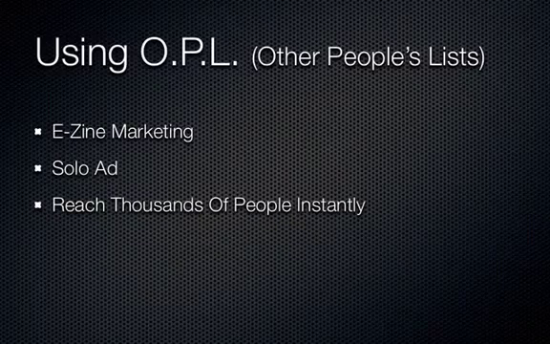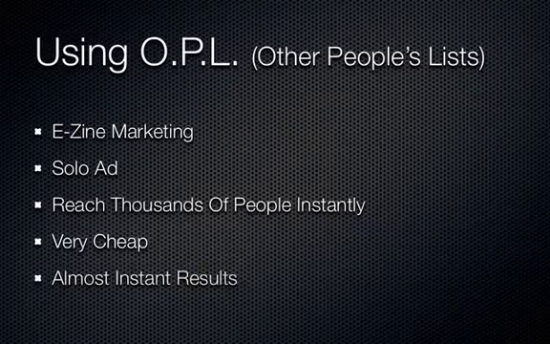So with e-zine solo ad marketing, we're going to reach thousands of people virtually instantly, with just a click of a mouse. It's very cheap, like I said, and most importantly, it gets you almost instant results. When I submit an e-zine solo ad, I start seeing results within about an hour, typically on average. When you click that send button, about an hour later you start seeing traffic, people coming to your affiliate site, and then sales coming in right away. You don't have to wait days and days for that to work.